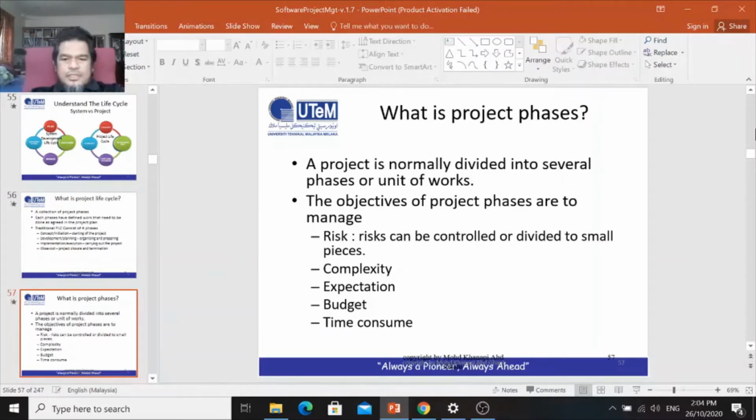Project phases can also manage the time consumed. Let's say 5 modules. After you complete the 5 modules, you can speed up the development of the software by reusing the approach or methodology in other phases.